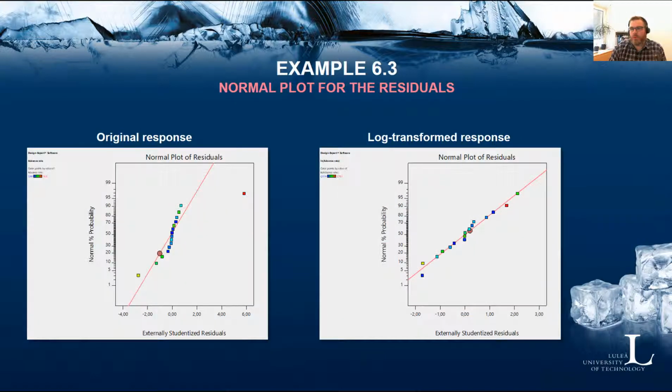And this can be motivated by looking, for example, at the normal plot of the residuals. For the first model, in the original response, we have some deviating points, this one and this one, from the normal probability plot, while the model from the log transform response seems much more normally distributed.